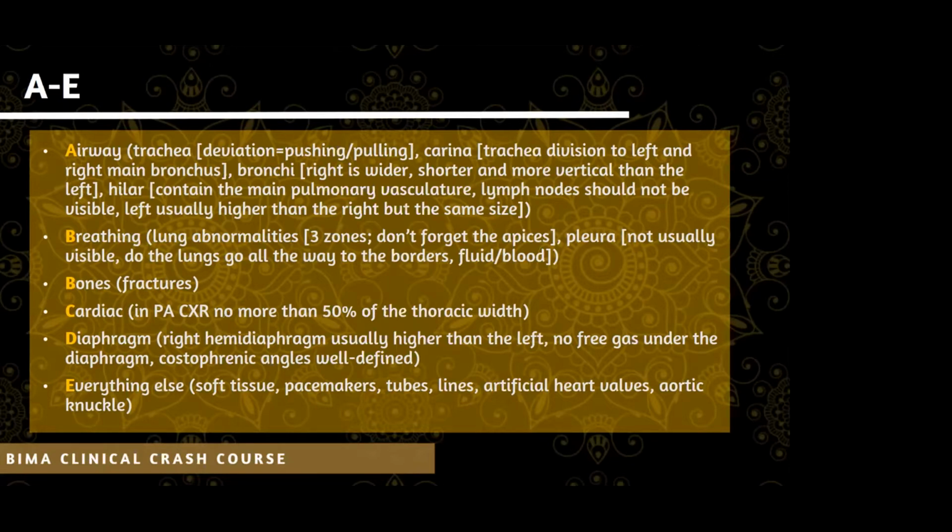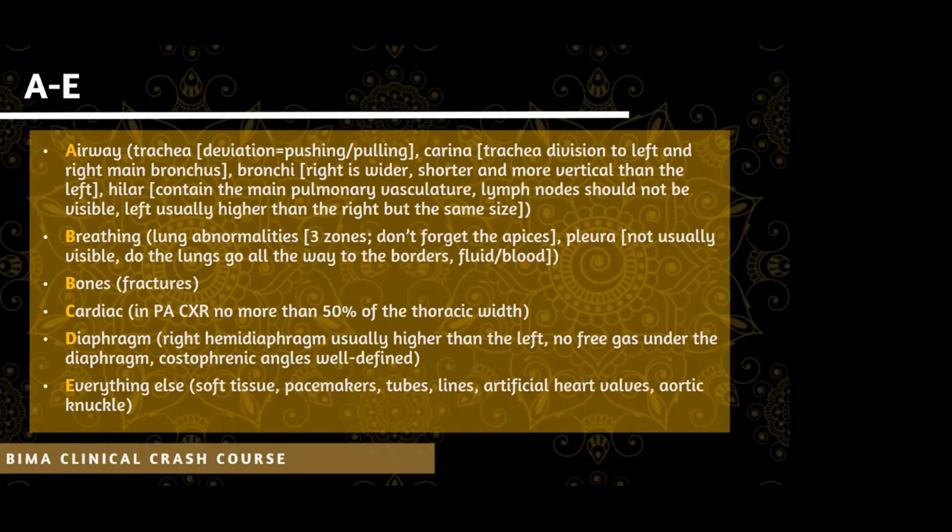So when you're commenting on the lungs, you want to comment on the 3 different zones. Try not to go into the lobes, because firstly, it's quite difficult to determine exactly what lobe of the lung you're looking at. But also, as I'm sure you know, the right lung has 3 lobes and the left has 2. So that can just get a little tricky if you're in a bit of a panic.